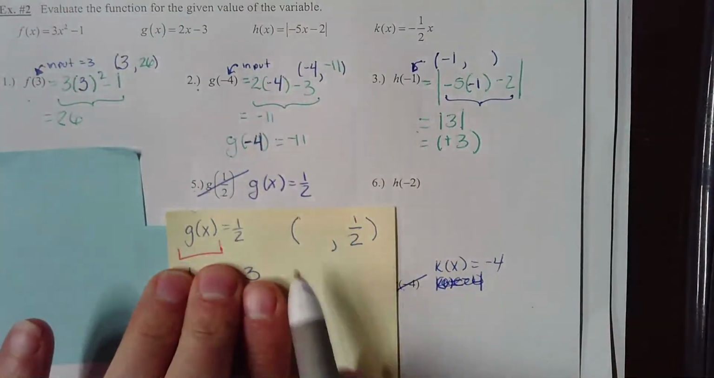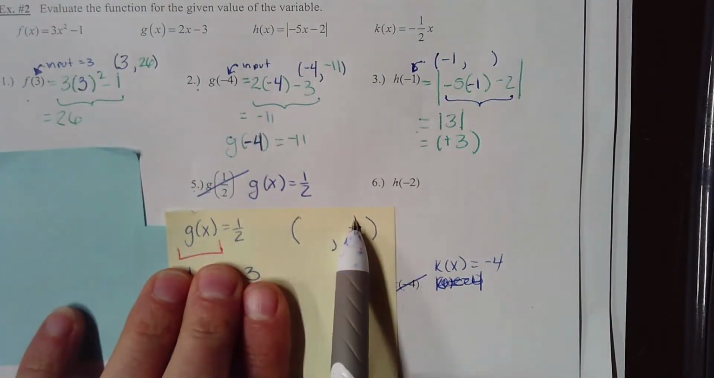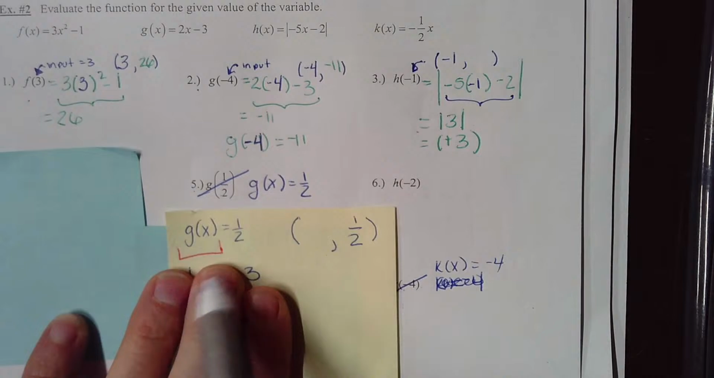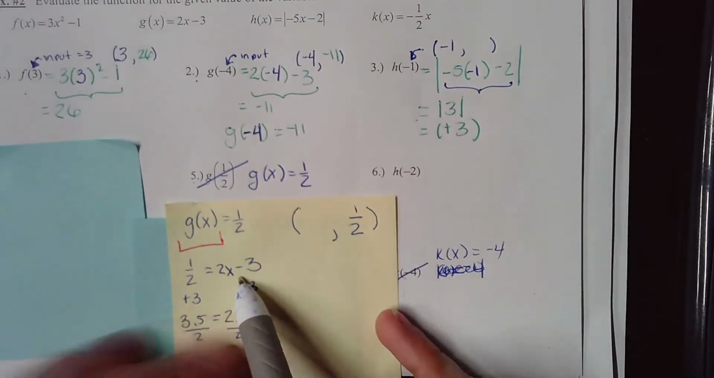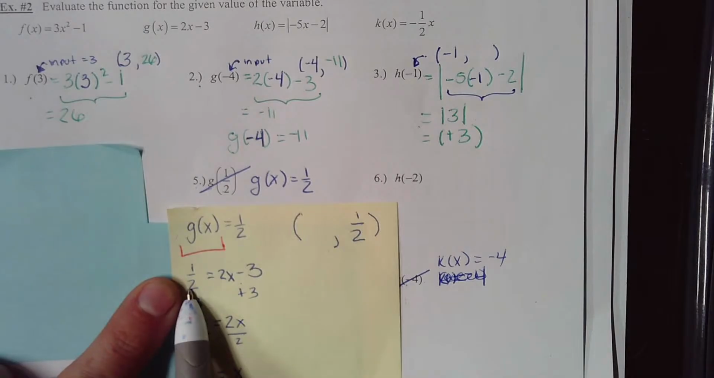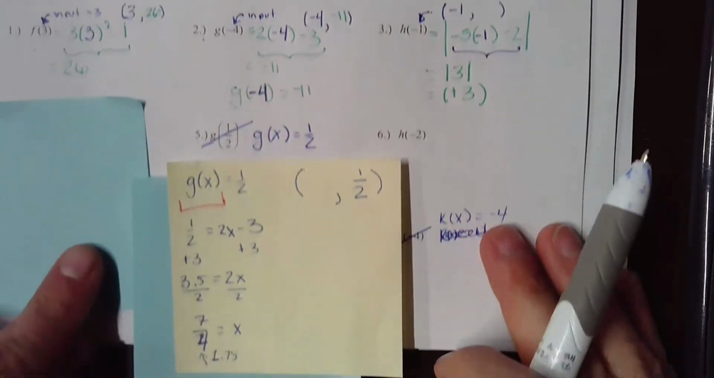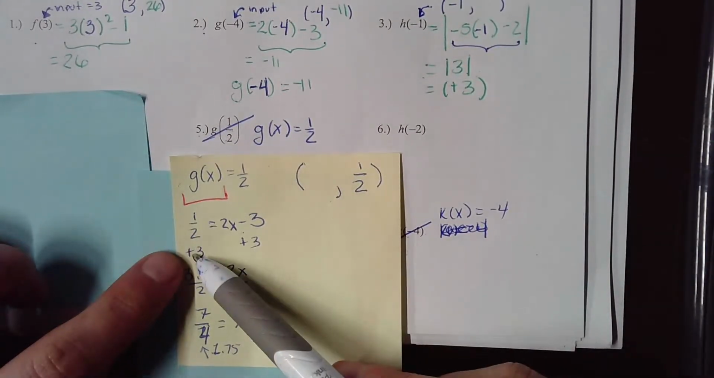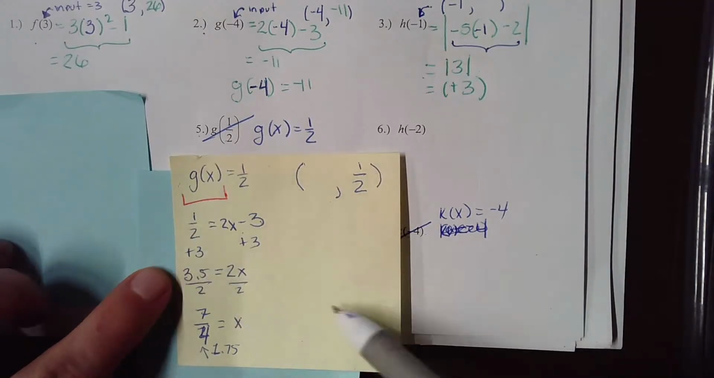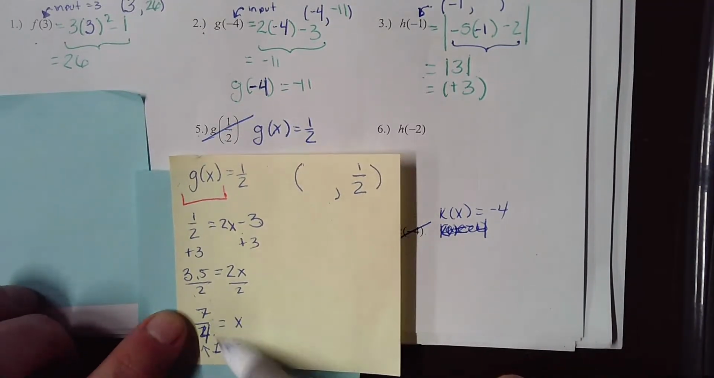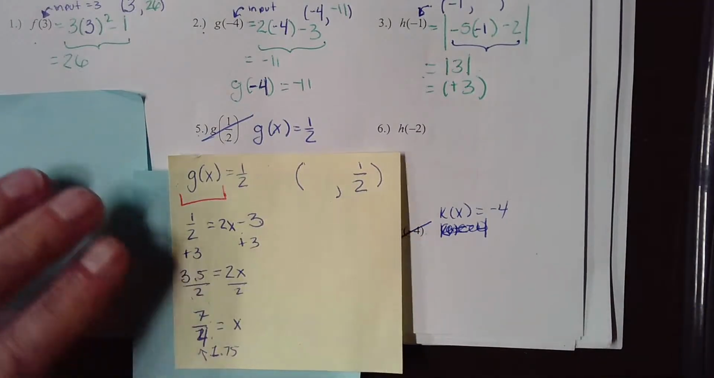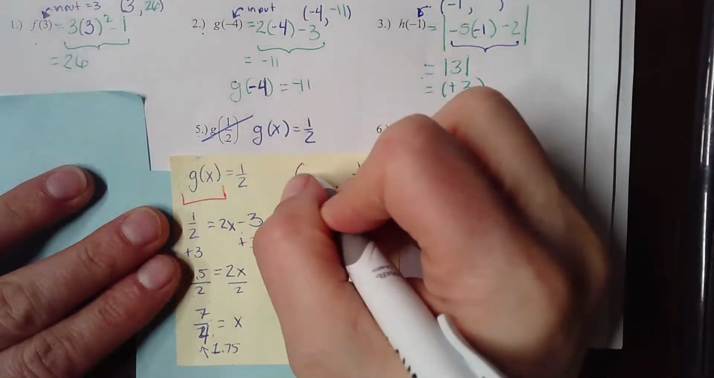For number 5, my coordinate would be something, 1/2. I have the whole output is 1/2. So I would write my template, but I would swap the whole output for 1/2. Subtract 3 turns into add 3 to move it. 2x turns into divide by 2. And I get 7/4 or 1.75. That answer goes up here.